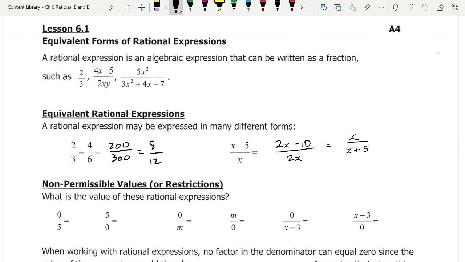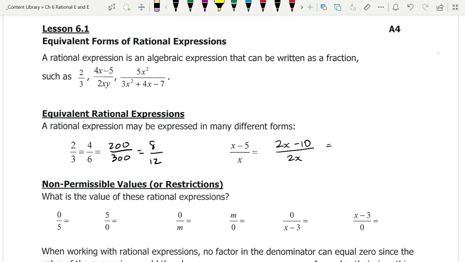Because pick a number for x. Suppose x was 10. Then this would be 5 over 10, which is a half. This would be, oh, wait a minute. It's not the same, is it? Is this the same as that? No. So it's not a matter of adding the same number to top and bottom. You have to multiply or divide the top and bottom by the same number.